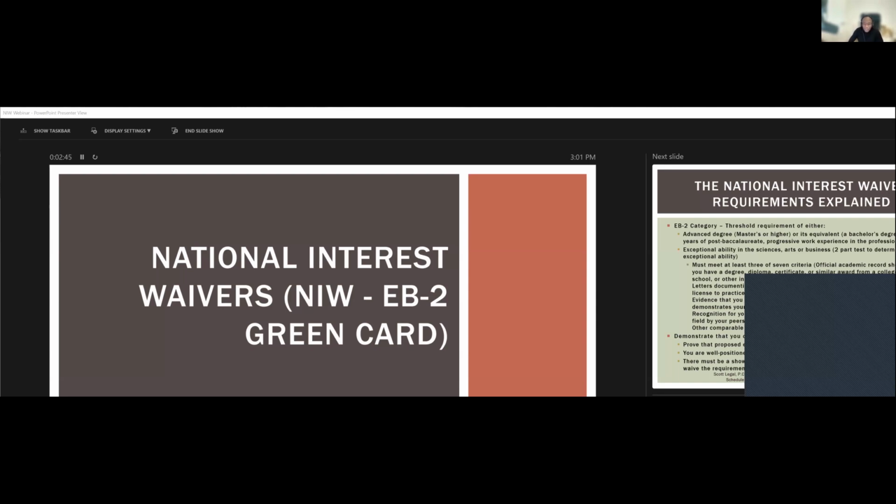And today we're going to spend some time going over the National Interest Waiver petition. It's called NIW in short, and the category that this particular green card falls under is the EB2 category.